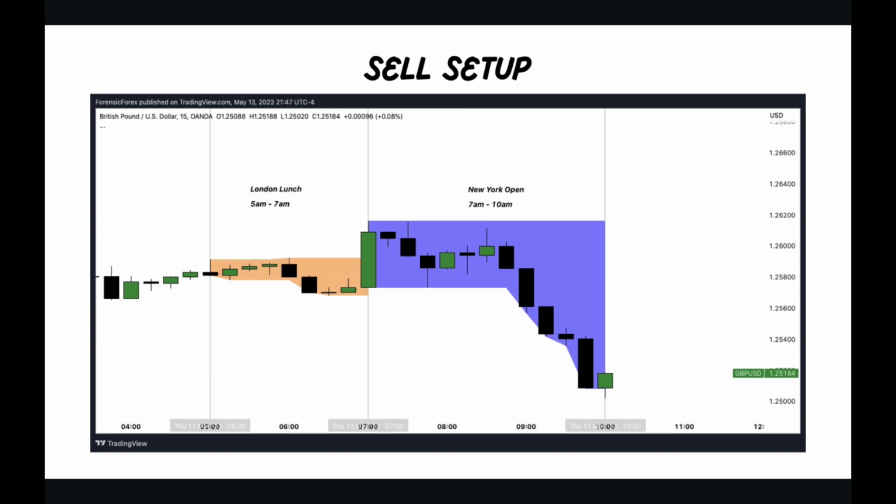Here is a British pound versus US dollar sell setup. We will go through the steps in the chart activity. However, looking at this chart, we can see the two highlighted sessions. The orange shaded area is the London lunch and the blue shaded area is the New York open.